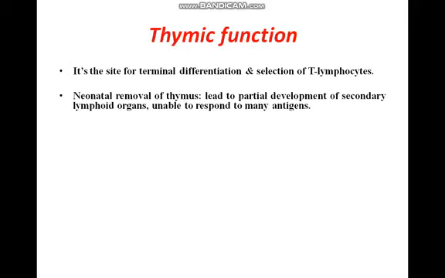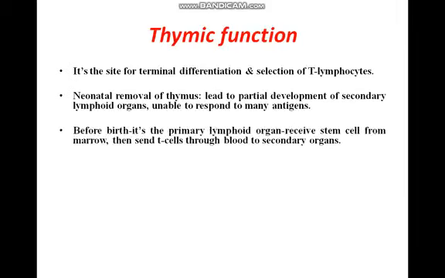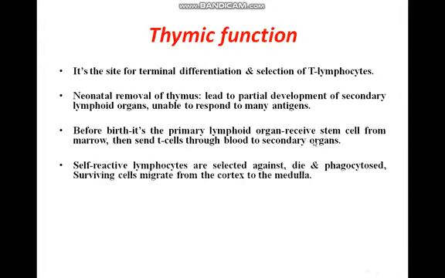The thymus is a site of terminal differentiation and selection of T lymphocytes. It was found in research that neonatal removal of the thymus leads to partial underdevelopment of secondary lymphoid organs and leaves the patient unable to respond to various antigens. Before birth, it is a primary lymphoid organ that receives stem cells from the bone marrow, then sends T cells to the blood and secondary organs.